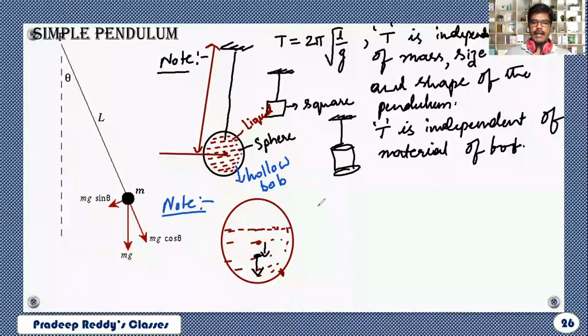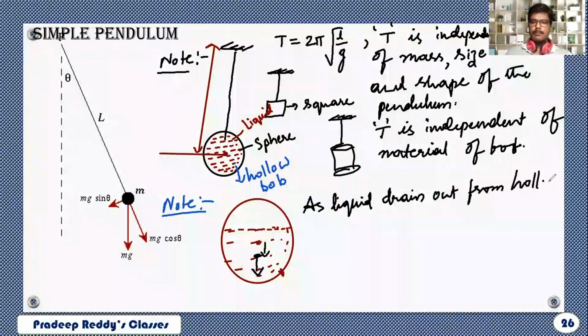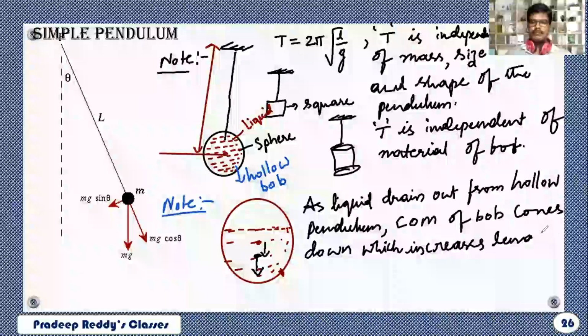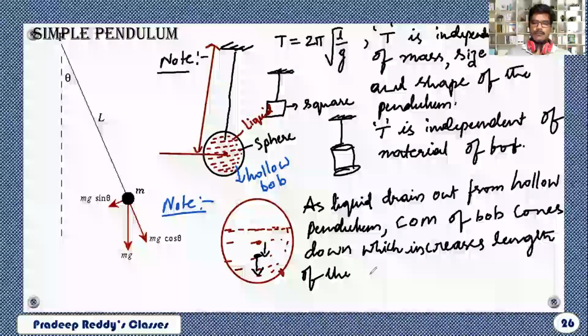So therefore, as liquid drains out from the hollow pendulum, the center of mass of the bob comes down, which increases the length of the pendulum.